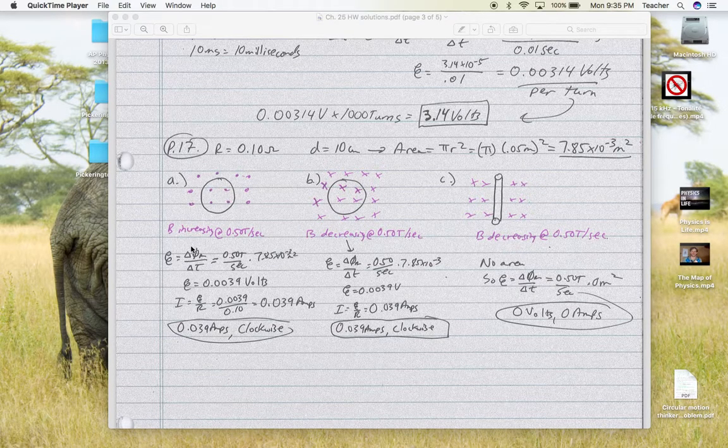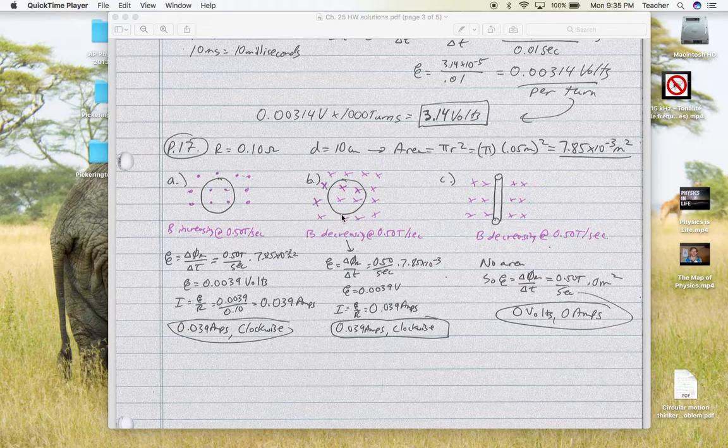To find the EMF, we have change in flux over change in time. The field strength is changing at 0.5 Tesla per second, and then the area is what we figured out earlier. So that comes to 0.0039 volts, and divided by the resistance, the current is 0.039 amps, and that would be clockwise based on what we see here. This one would be clockwise also, because a decrease in flux into the page has the same effect as an increase in flux out of the page.